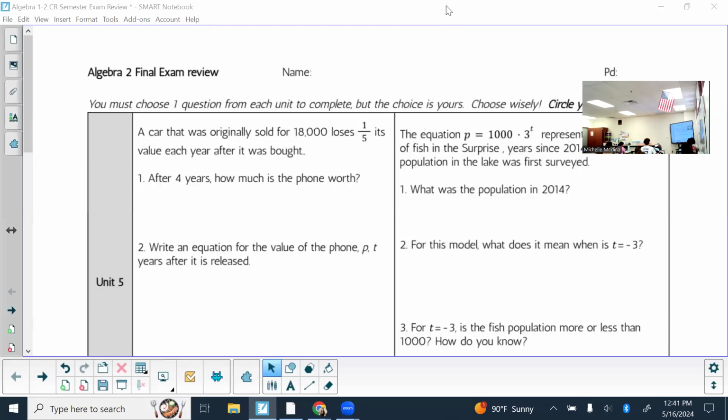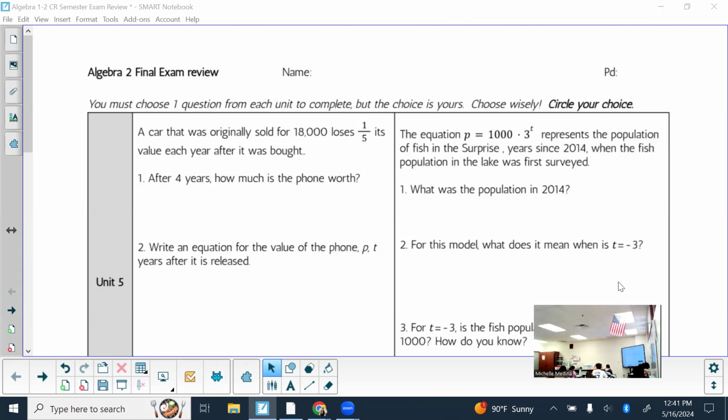Unit 5 was honestly, as far as average percent on the test, the best unit test of the semester. It's been a long time since we've done something with exponential functions, but you will see it for the next 2 years, so don't completely forget it over the summer either. Unit 5 was our exponential functions.